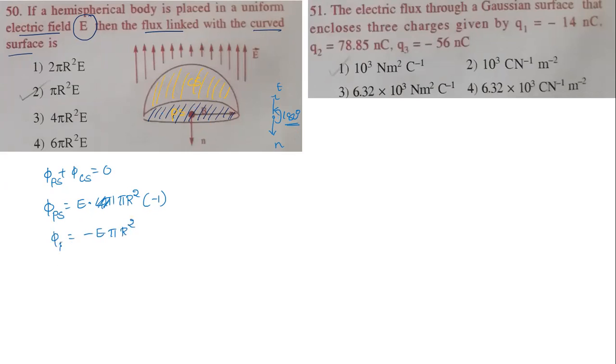That is the flux through the plane surface. Now use this equation 1. So the flux through the curved surface becomes minus times the flux through the plane surface, which is minus times E pi r square, where r is the radius of the sphere. It will become just plus E pi r square. That is the flux through the curved surface. So where is the option here? Look at the second option, pi r square E.